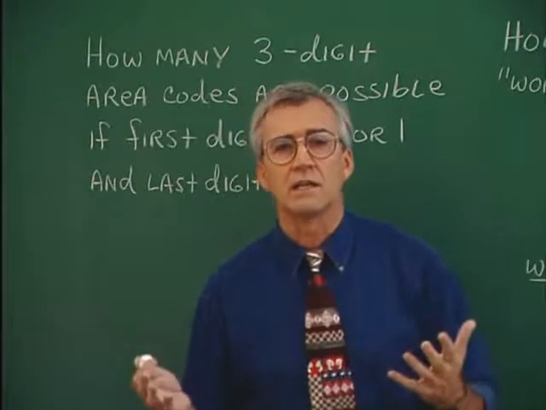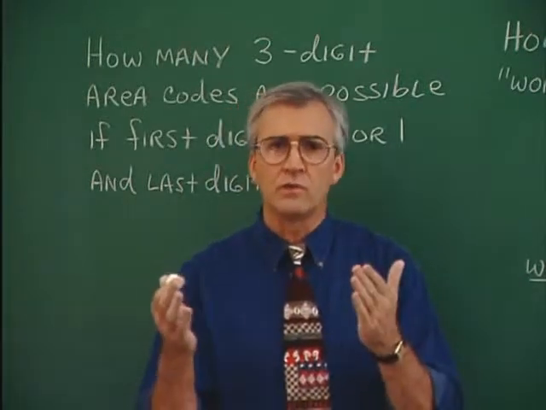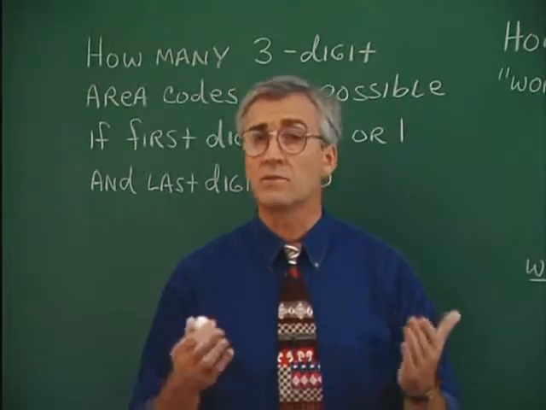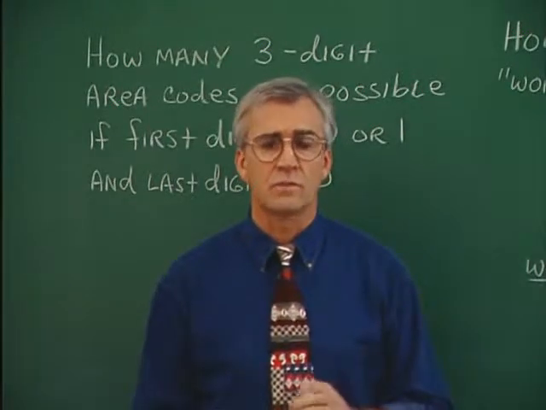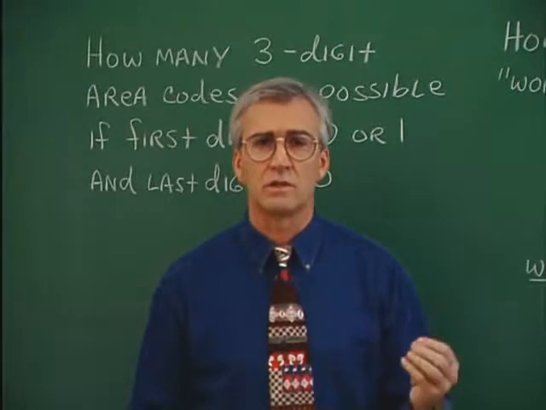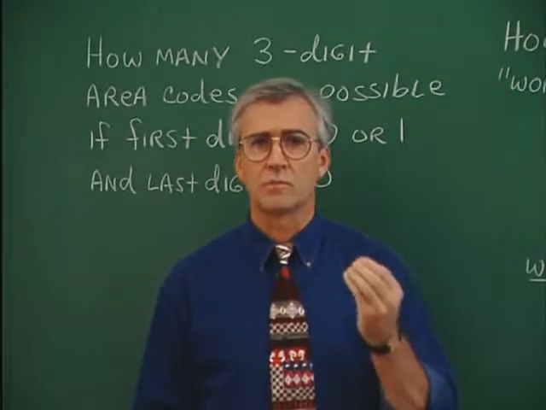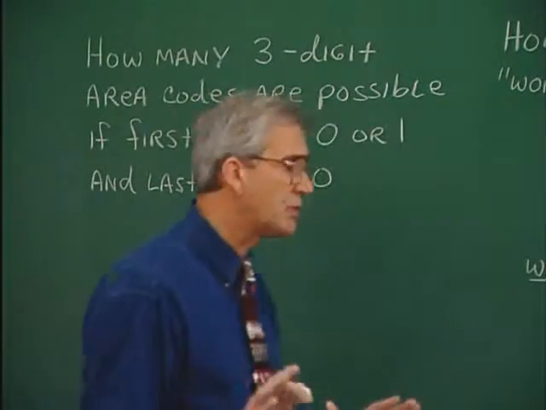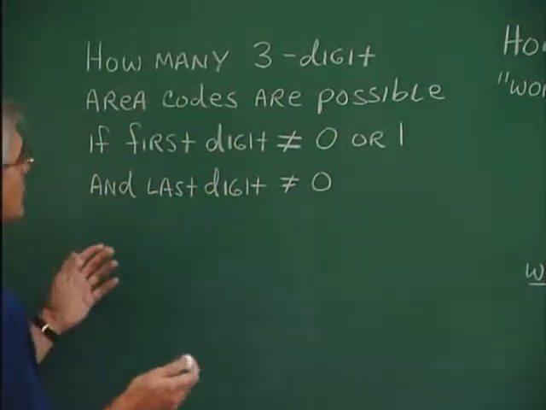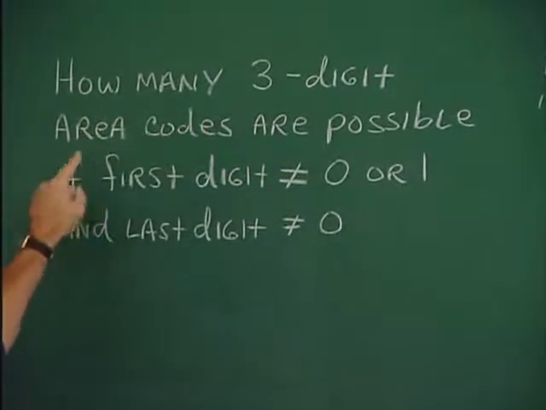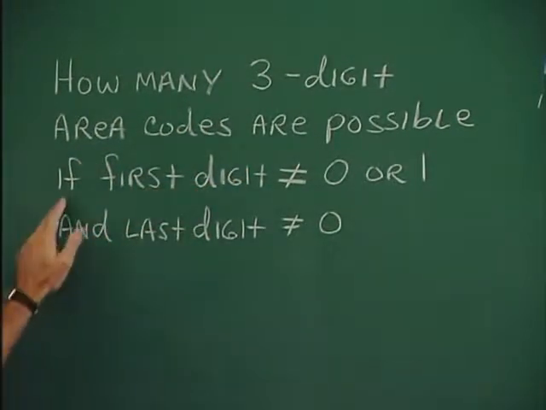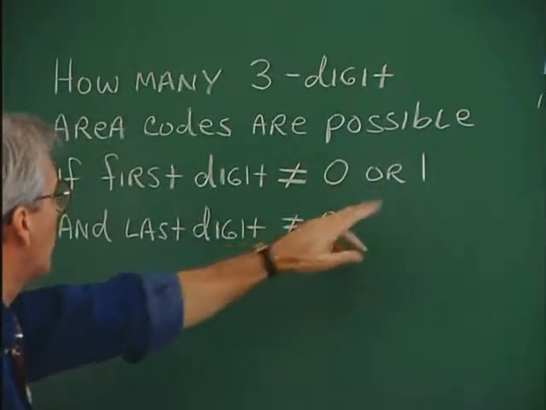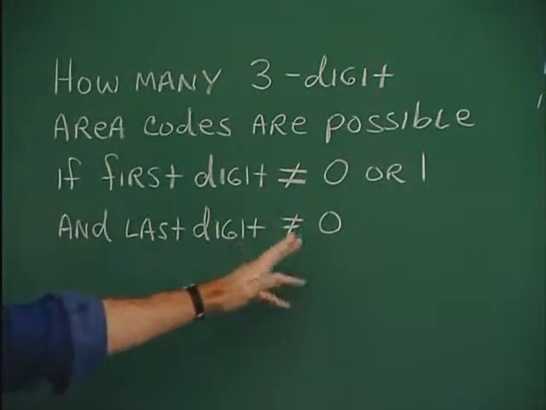Now, this idea can be used. Just multiplying the possibilities at each stage of the game gives us a way of counting. Sometimes this is called the fundamental counting principle or the multiplication principle of counting. But at any rate, it's the notion of multiplying options at each stage of the game. Consider this problem. How many 3-digit area codes are possible if the first digit of this 3-digit area code cannot be 0 or 1 and the last digit cannot be 0?